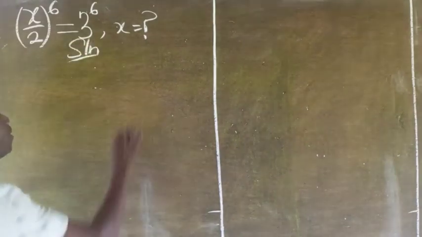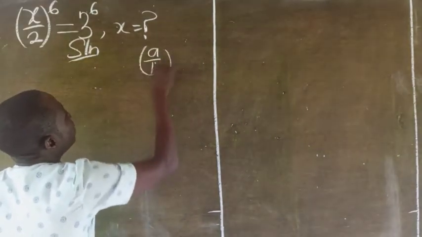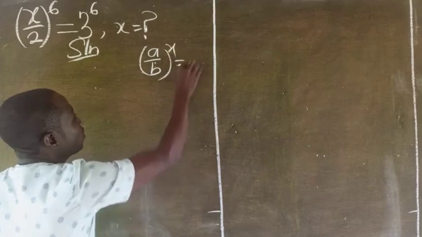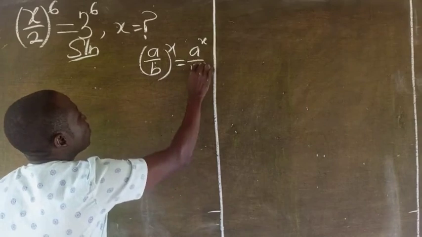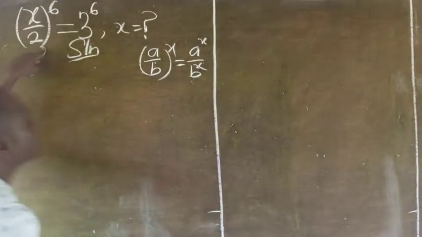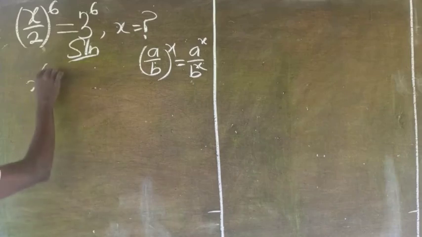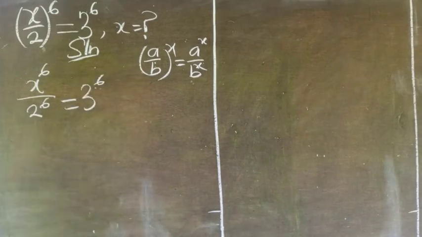And if you remember the law of indices that says if (a over b) is raised to the power x, it is also equal to a raised to the power x over b raised to the power x. So we're going to use it on this part and it becomes s raised to the power 6 over 2 raised to the power 6 equals 3 raised to the power 6. You see this? So we multiply both sides by 2 raised to the power 6.